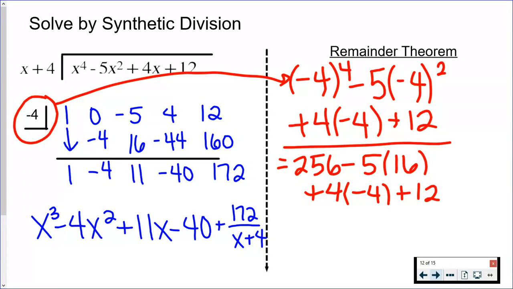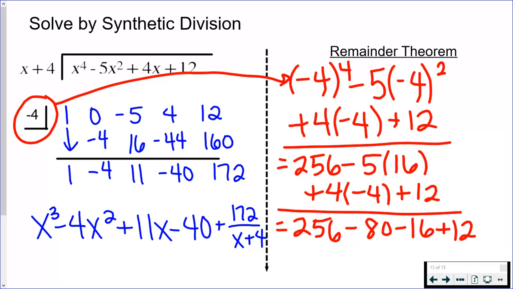-4 to the 4th power is 256. -4 squared is 16. Now that I've gotten rid of my exponents, I can multiply. -5 and 16 gives me -80. 4 and -4 gives me -16. So all I have left to do is 256 minus 80 minus 16 plus 12.